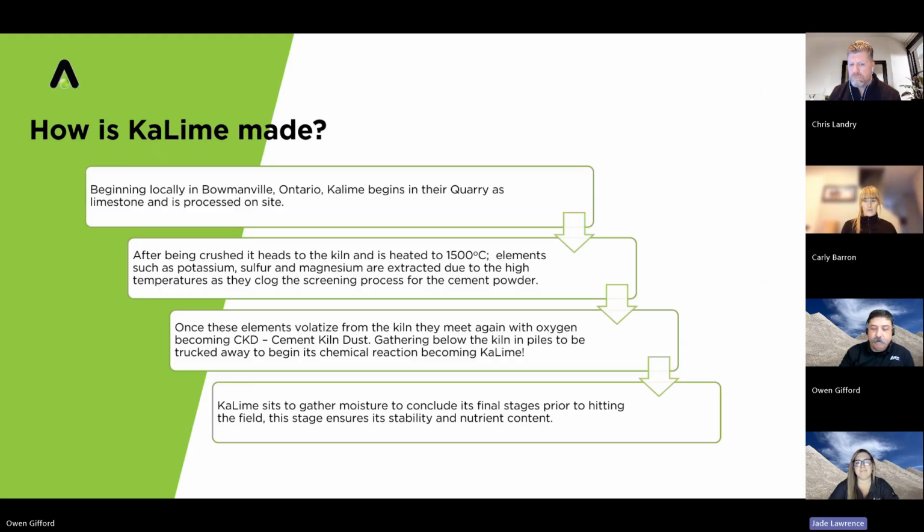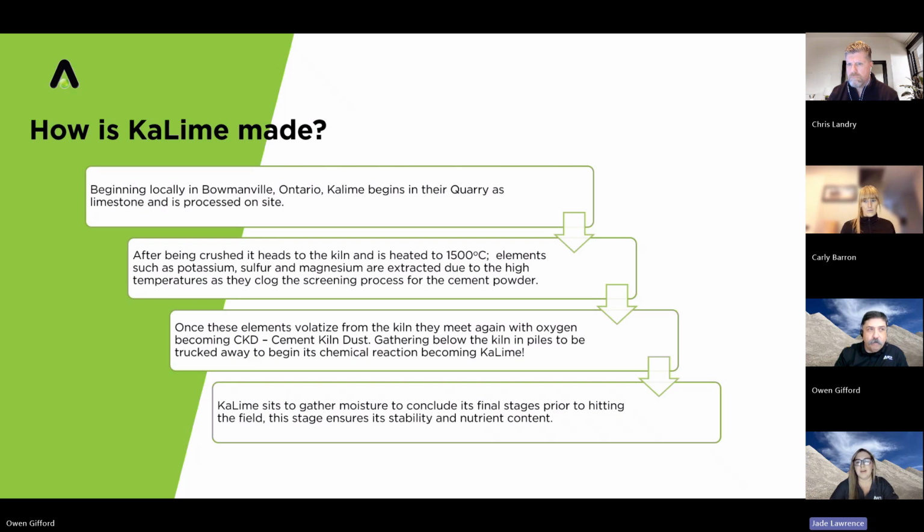So before we get into exactly how Kalime is different, we have to start with how Kalime is made. Beginning locally in Bowmanville, Ontario, Kalime begins in the quarry as limestone, and everything's processed right there on site at St. Mary's. After it's crushed, it heads right to the kiln, where it's heated at a super high temperature, over 1500 degrees. Because it goes through the kiln and is heated, it volatilizes. When it hits the air again outside of the kiln, it oxidizes and falls below the kiln into what we know as cement kiln dust.